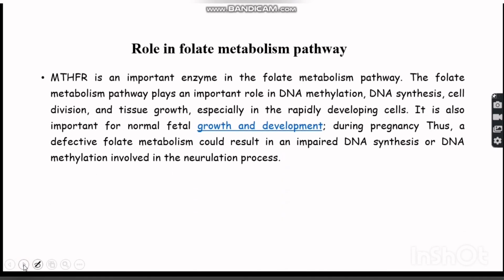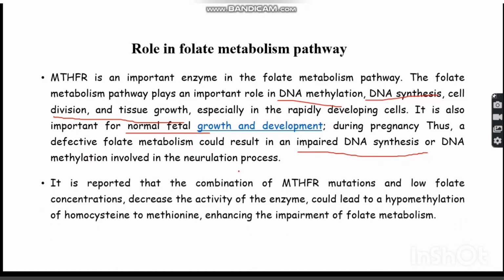So, role in folate metabolism. What happens, as I've told you, is that methyl tetrahydrofolate is an enzyme that is important in the folate metabolism pathway. Okay, the folate metabolism pathway plays an important role in DNA methylation, DNA synthesis, cell division, tissue growth, especially in rapidly dividing cells. It is also important for normal fetal growth and development during pregnancy. Thus a defective folate metabolism could result in impaired DNA synthesis. DNA synthesis will not take place properly, or DNA methylation will be affected.